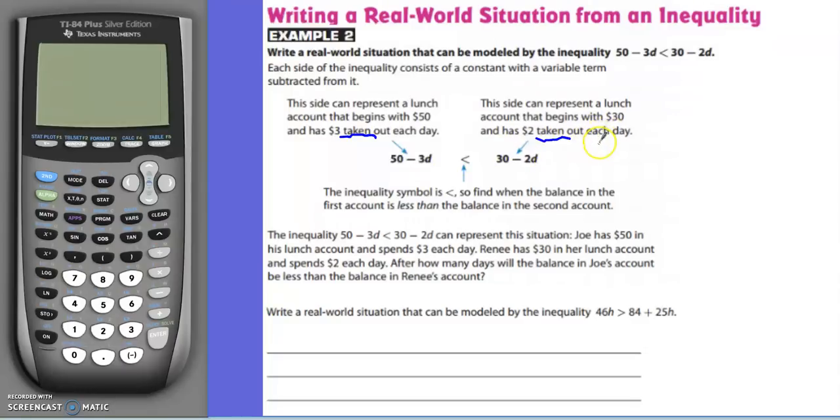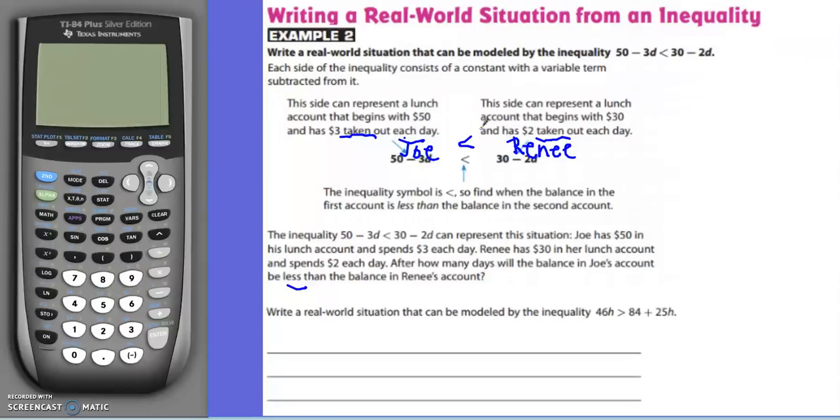So if we read this, Joe has $50 in his account and spends $3 each day. This side can represent the situation for Joe. Renee has $30 in her account and spends $2 each day. This can represent Renee. After how many days will the balance in Joe's account be less than the balance in Renee's account? So Joe has to be less than Renee.